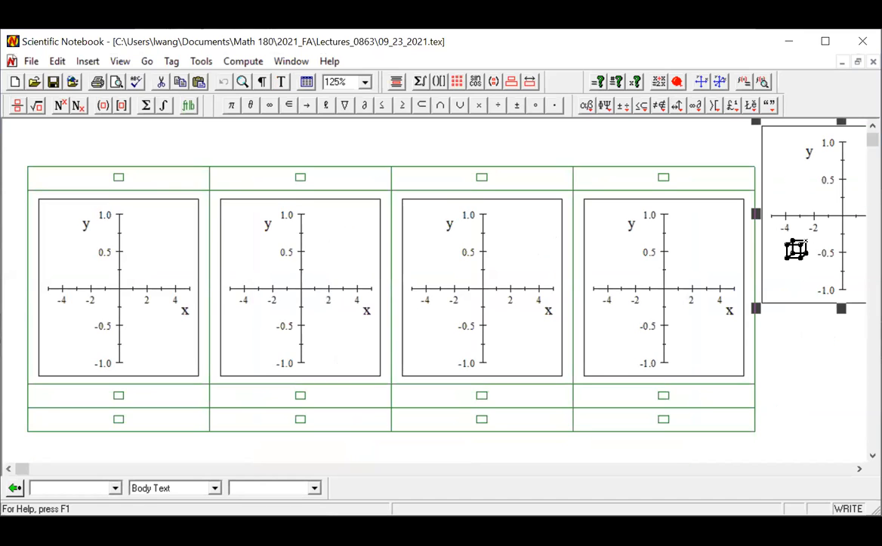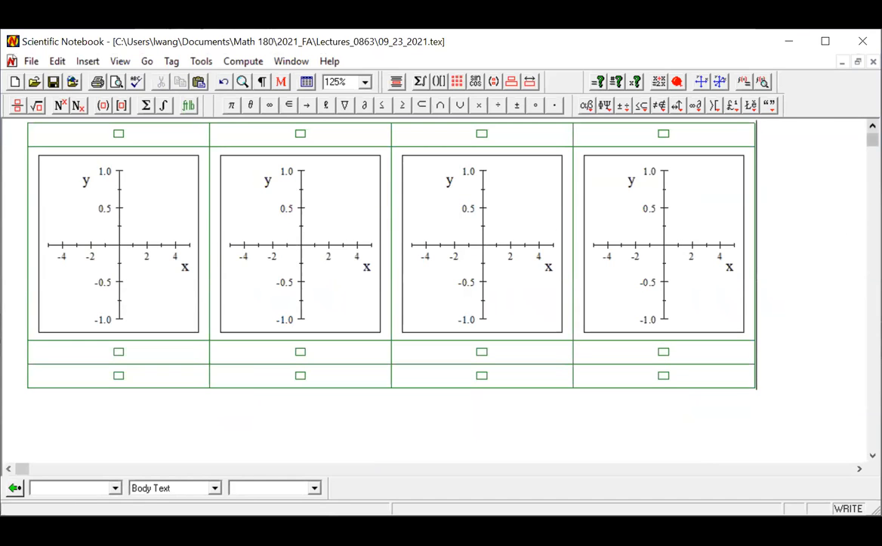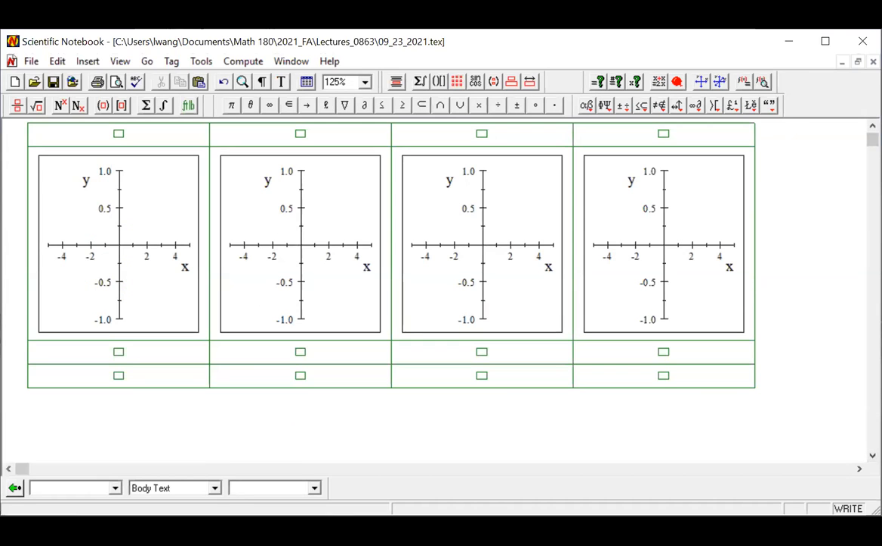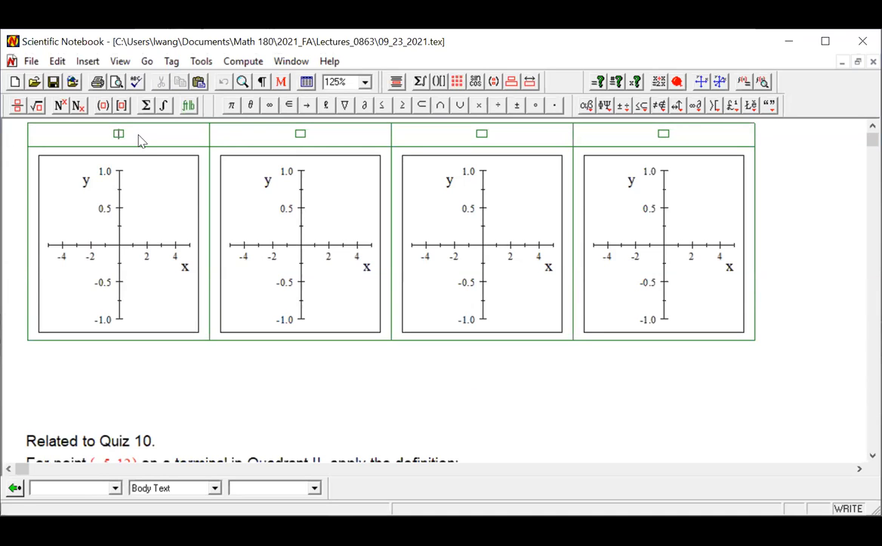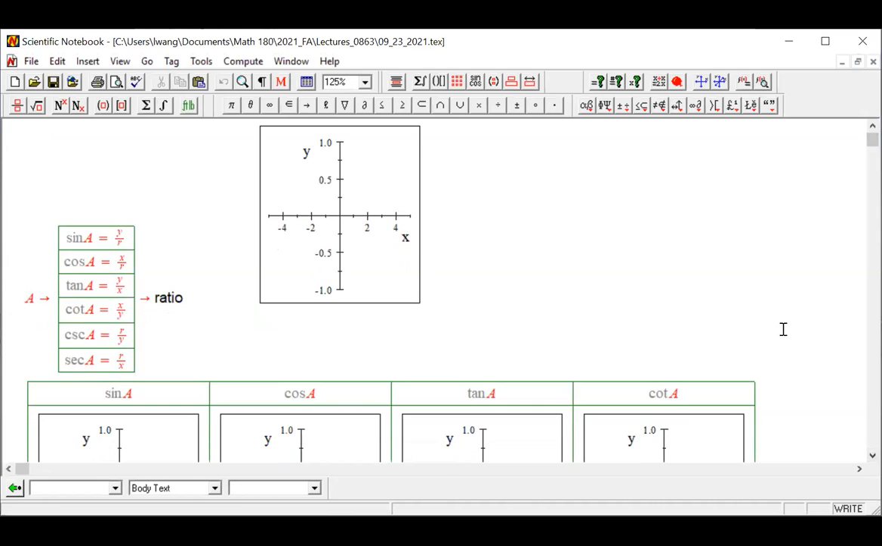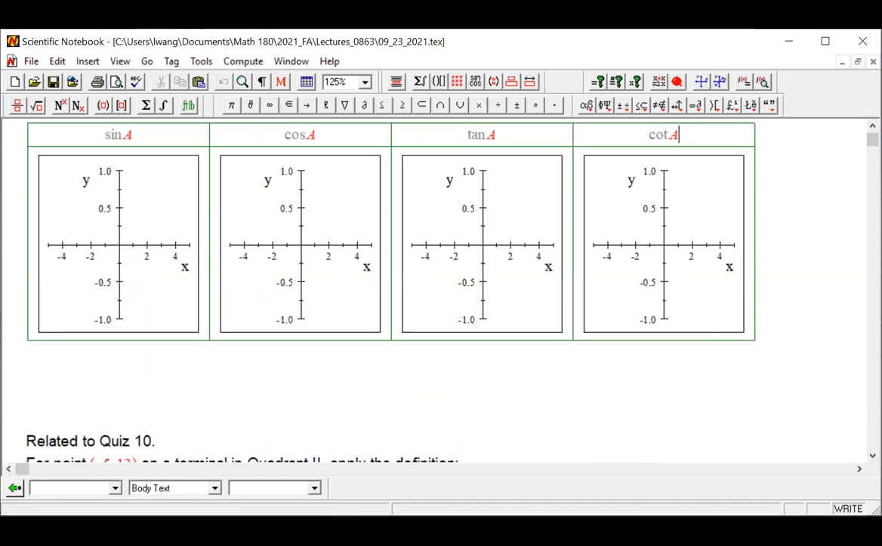Okay, so all 4 of them are here, knowing the definition. So this is for sine A, cosine A, tan A, cotangent A. Okay, so let's focus on sine and cosine.